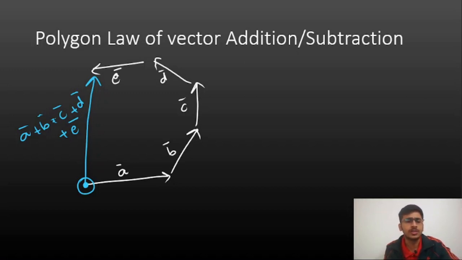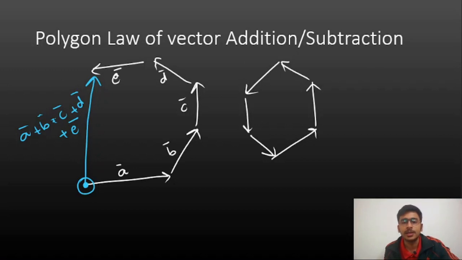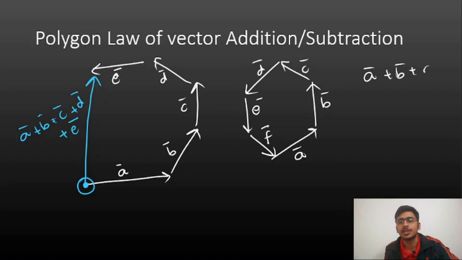And there are lots and lots of questions based upon this polygon law of vector addition, such as, let's say if we have a regular hexagon, the property of a regular hexagon is that the magnitude of all these vectors is the same. And also the angle between them is also the same. If I have a regular hexagon like this, let's say I have this A vector, B vector, C vector, D vector, E vector, and F vector. So there are questions like, what is the addition of all these vectors? What is A vector plus B vector plus C vector plus D vector plus E vector plus F vector? What do you think it is?